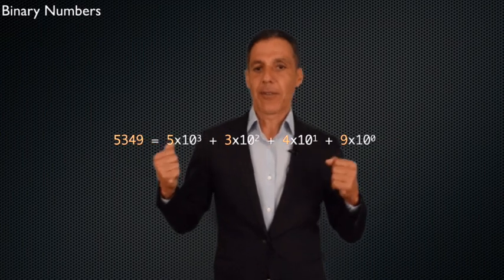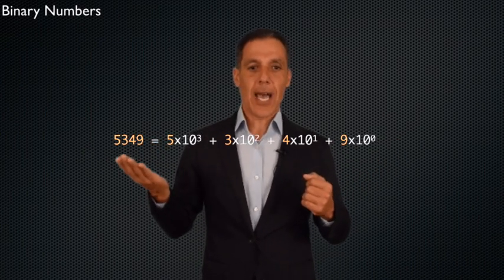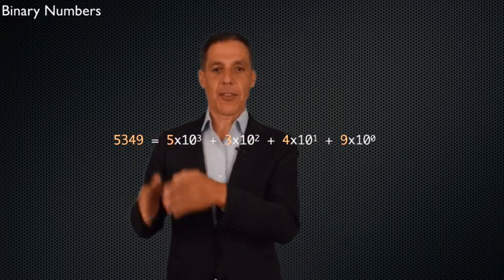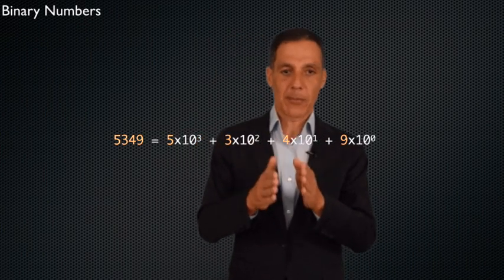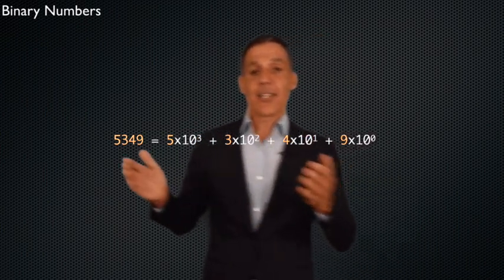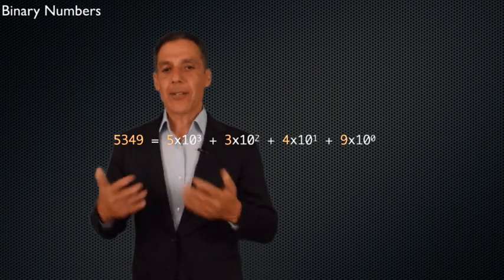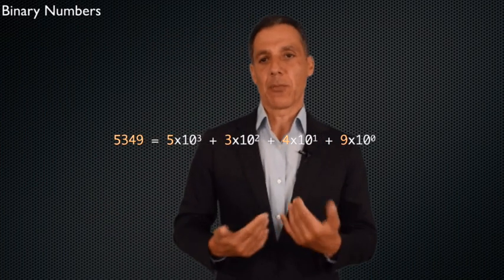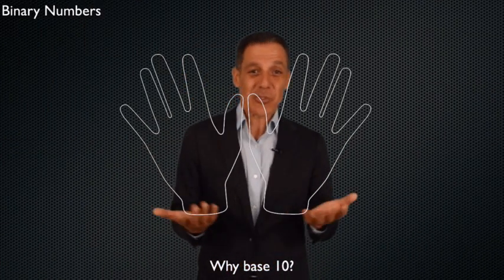So, for example, if I had the number 5,349, that would correspond to 5 times 10 to the 3 plus 3 times 10 to the 2, 4 times 10 to the 1, and 9 times 10 to the 0. And again, when I give you this number, I don't have to tell you base 10. It's agreed upon. We've sort of pre-agreed on this. But we should agree that it's sort of arbitrary.